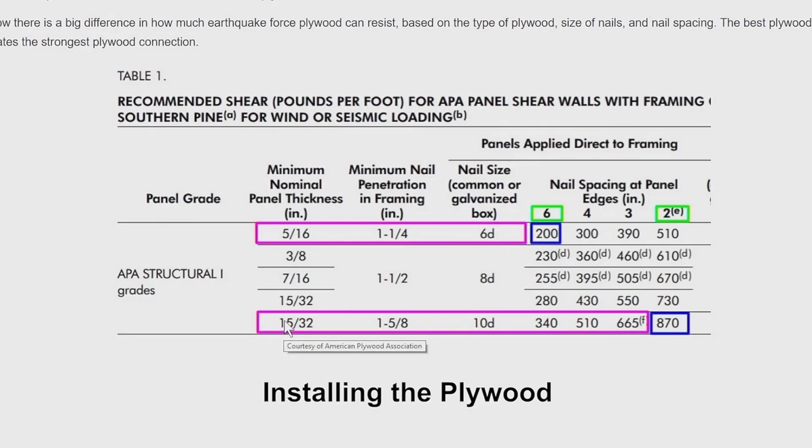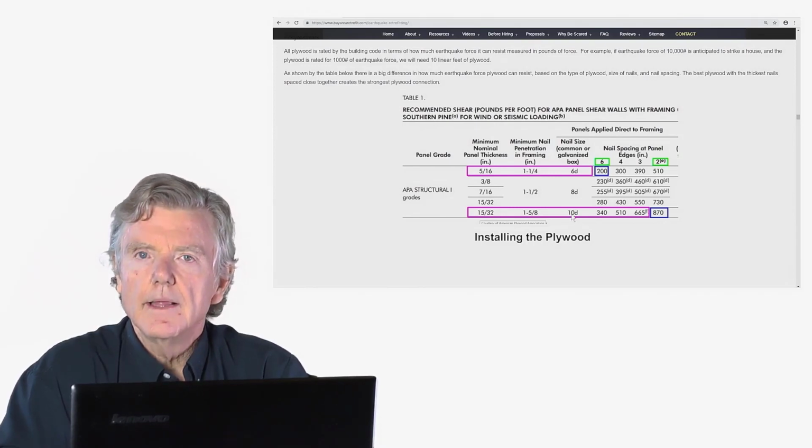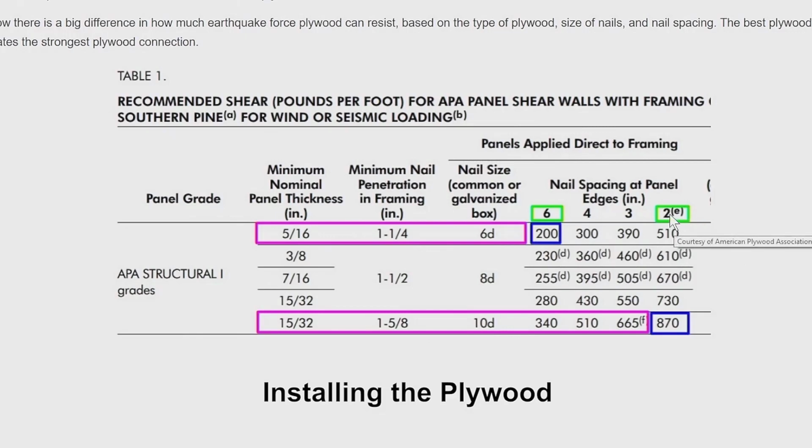Right here we're using 15/32 plywood. That's, people call that 1/2 inch normally. And then we have the nails that penetrate 1 5/8 inches. And then we use a 10-penny nail. A 10-penny nail is much bigger than a 6-penny nail. So this is one of the really big factors here. So then we come over here, and if we put the nails every 2 inches apart, then we get a capacity of 870 pounds per linear foot.